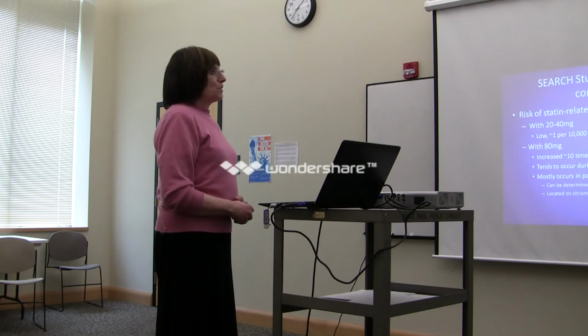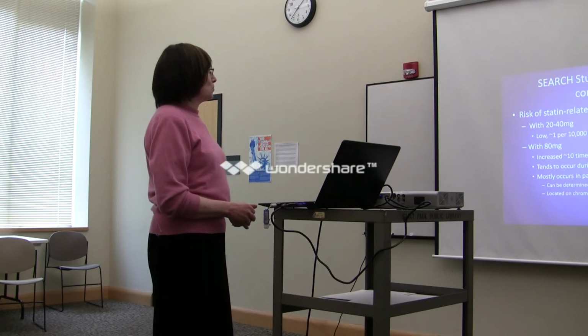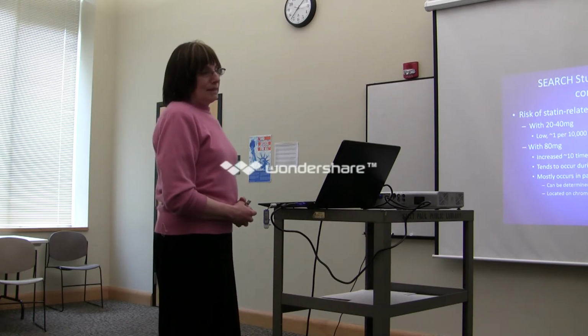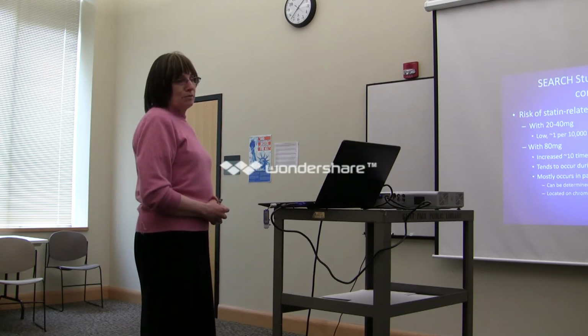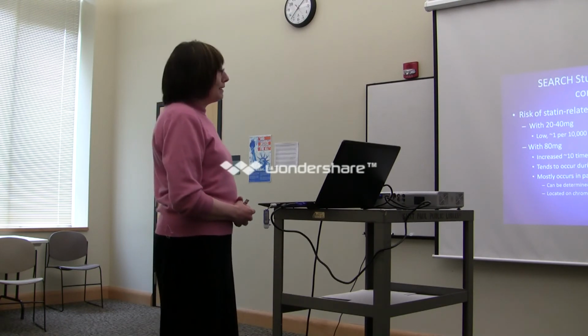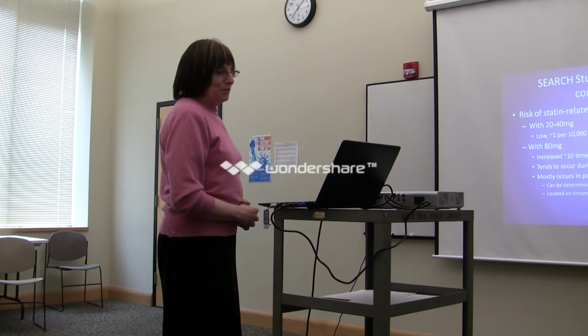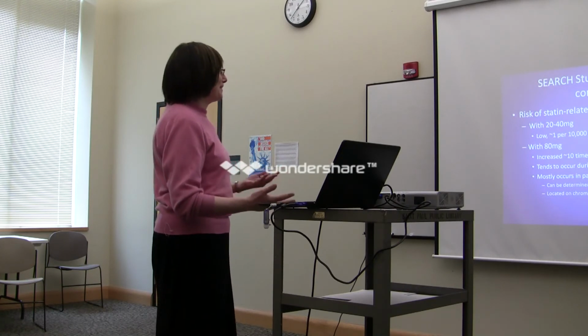So they looked at the risk of the myopathy with the doses. For 20 to 40 milligrams, they had a low amount, just 1 per 10,000 patients per year. But with the 80, it went up 10 times with the myopathy. So then you've got to start weighing 20, 40, 80. What are you going to do?